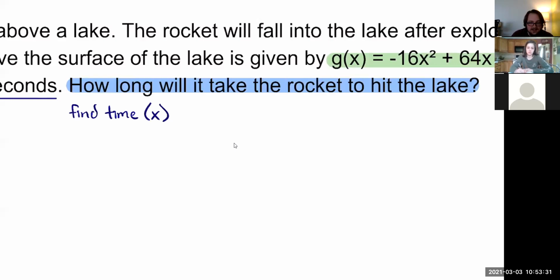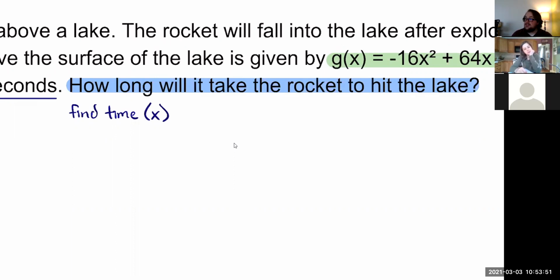So let me ask you this. The moment we're considering is when it hit the lake. What is the height of the rocket at the exact moment it hits the lake? It would be 64x.